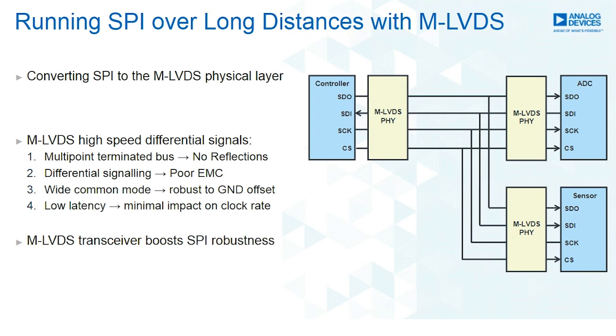M-LVDS has a wide common mode range, which can tolerate up to ±2 volts of ground offset between the controller and the remote nodes. And the M-LVDS transceivers themselves introduce very little latency to the network. Another advantage is that these transceivers are usually equipped with very robust I/O that provides good protection against transients in harsh environments.